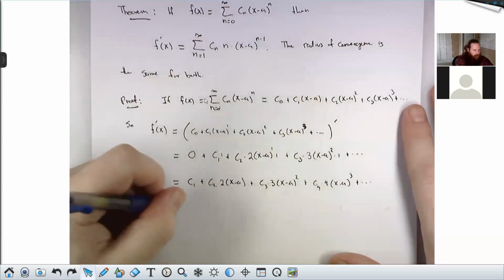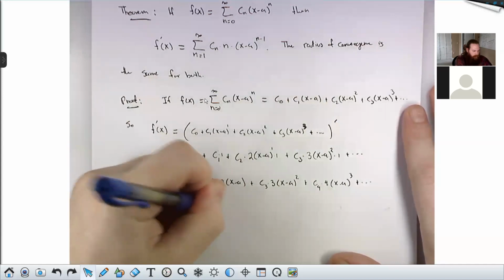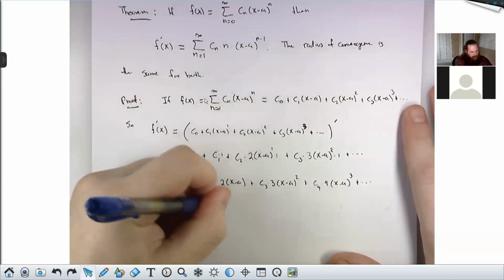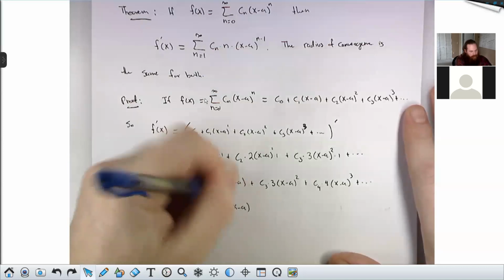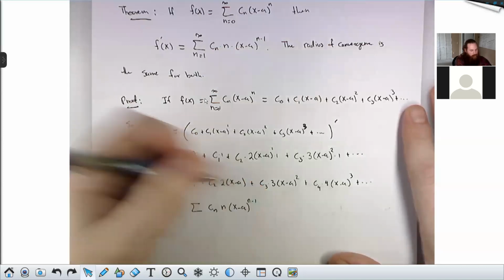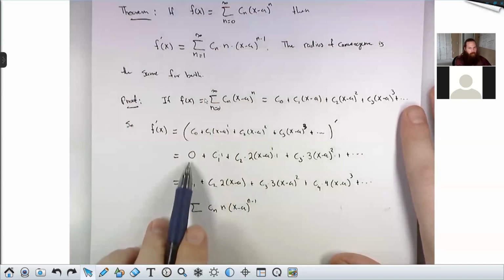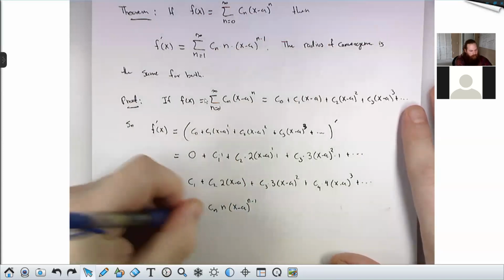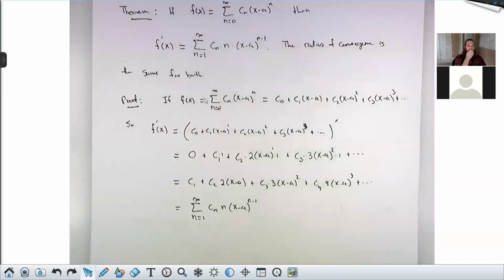And the general pattern here, you've got a sigma of Cn times n times (x minus a) to 1 less than that, which is n minus 1. The catch here is that there's no n equals 0 term anymore. The n equals 0 term went away. It differentiated to 0. So instead of starting at 0, my series now starts at 1. So the rule, that's it.